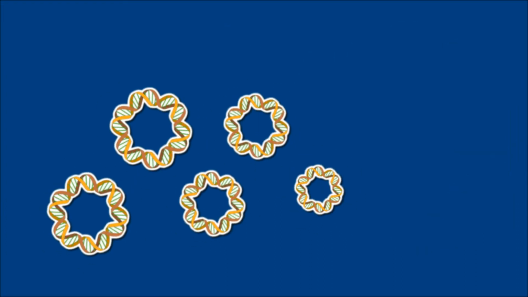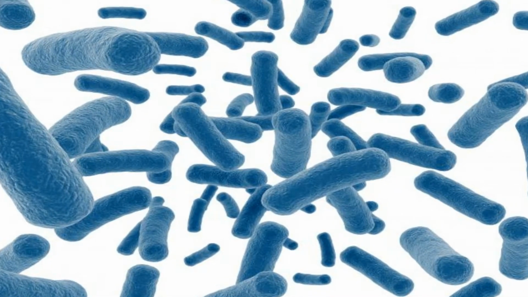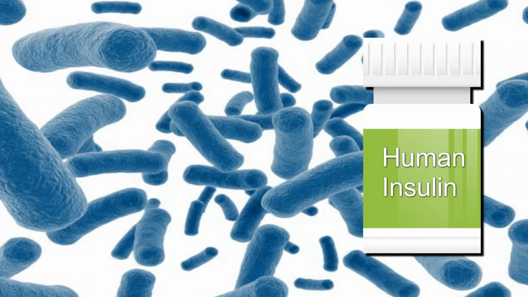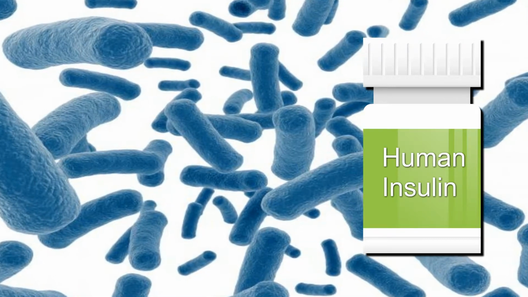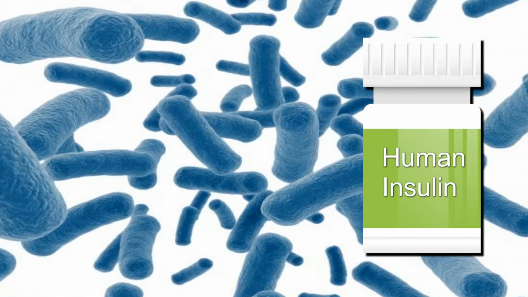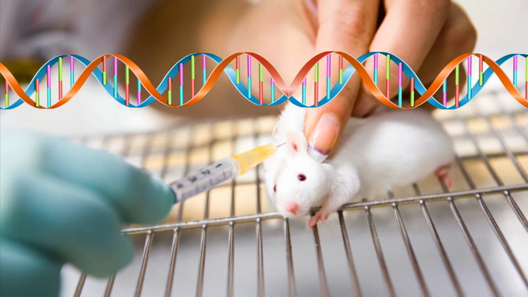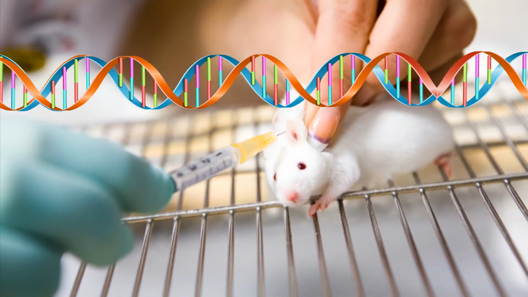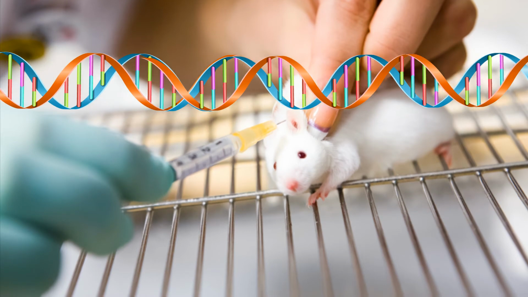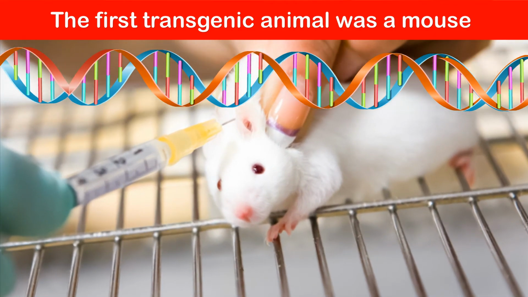The manipulation was to ensure expressing the human insulin protein using the bacterial cell machinery. Since bacteria multiply fast and a lot of insulin can be produced by the genetically modified or transgenic bacteria, human insulin is now widely available. Research on higher life forms, such as animals, for clinical testing can be expedited by genetic engineering as well. The first transgenic animal was a mouse.